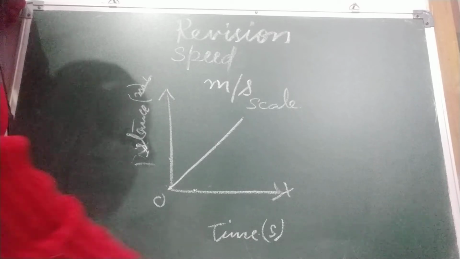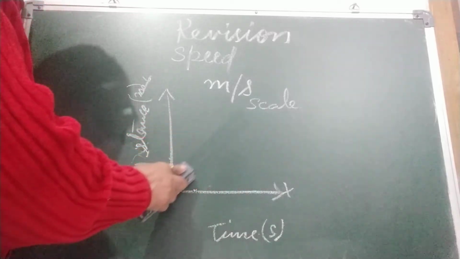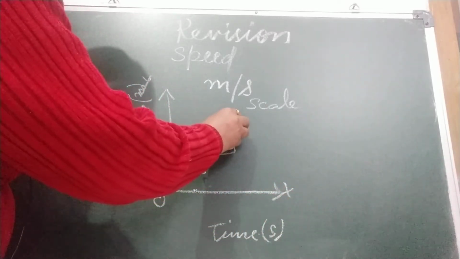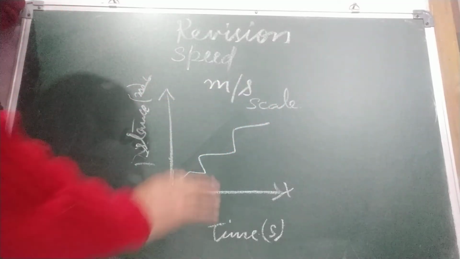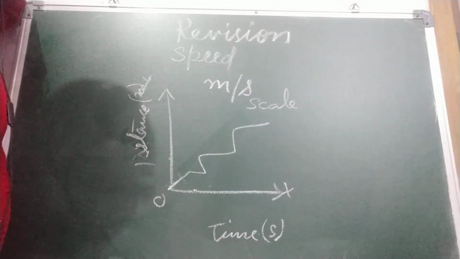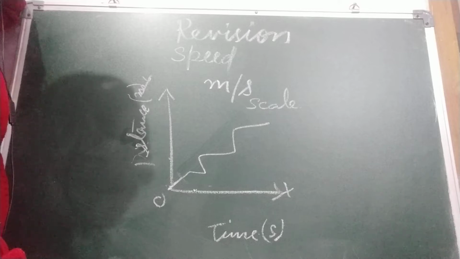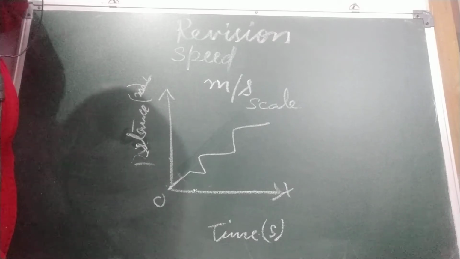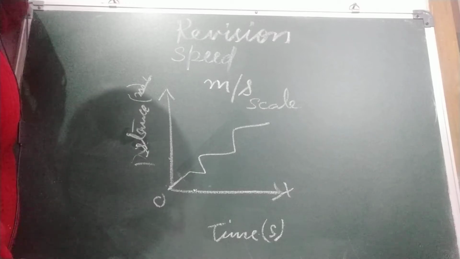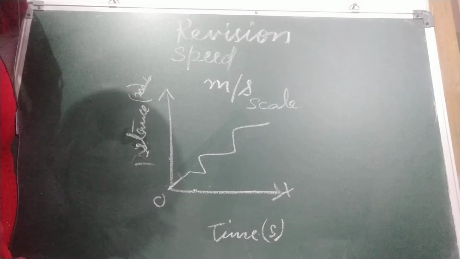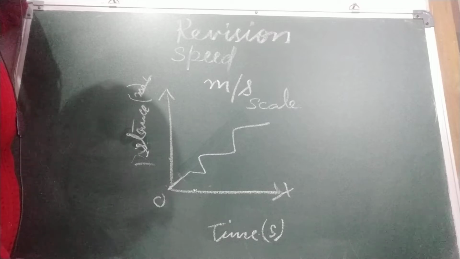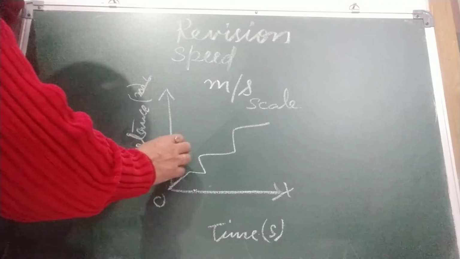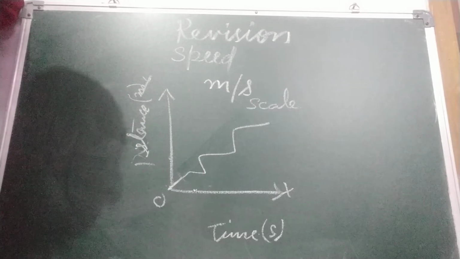Suppose we are not getting a straight line, we are getting a graph like this. It is not a straight line. So we say the motion of the vehicle is non-uniform. And when do we say it is non-uniform? A body is said to be in non-uniform motion if the speed or distance of the body does not remain constant. So these two types of graph will come.